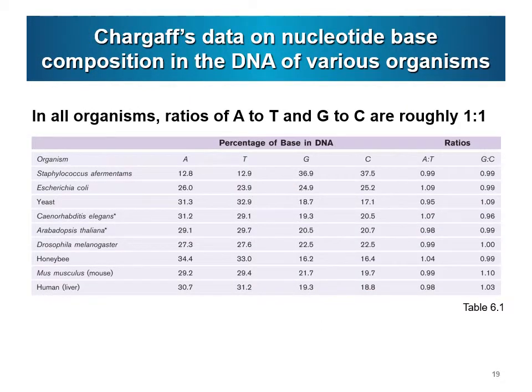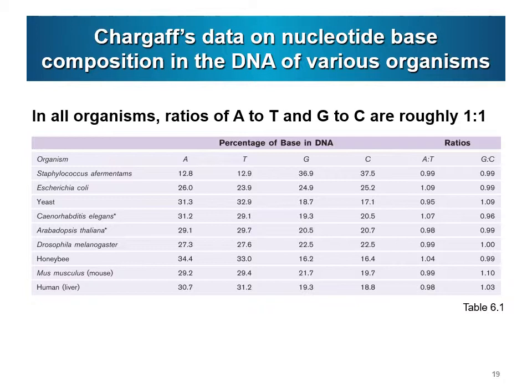Here is a chart, a table which is called Chargaff's data on nucleotide base composition in DNA of various organisms. In all organisms, ratios of A to T, adenine to thymine, and guanine to cytosine are roughly 1-to-1, which is logical because they are complementary pairs. And here we can see the percentages of bases in DNA starting from more simple organisms and ending with human.